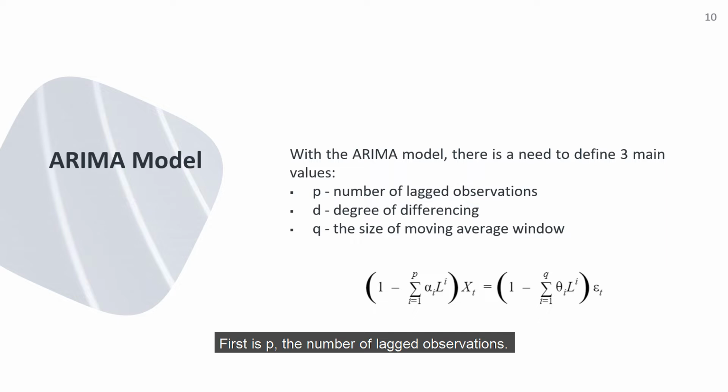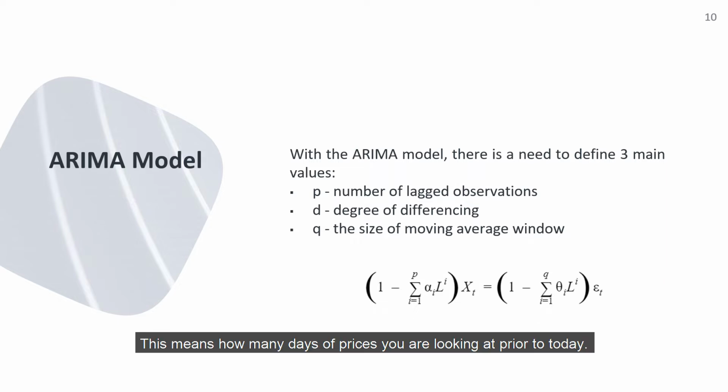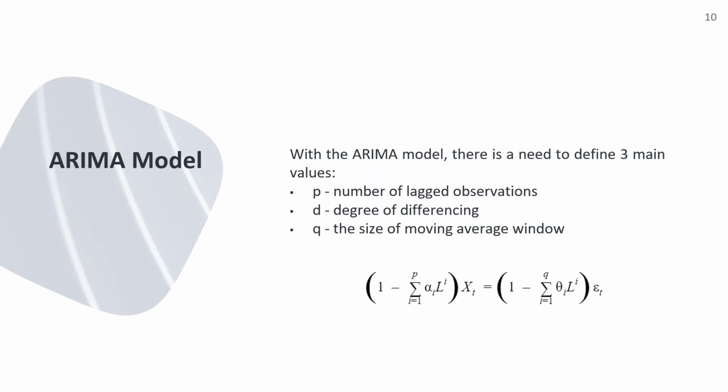First is P, the number of lagged observation. This means how many days of prices you are looking at prior to today. The second is D, which is the degree of differencing. This is used in calculating the regression line of the moving averages. Thirdly is Q, which is how much the window of moving averages shifts.